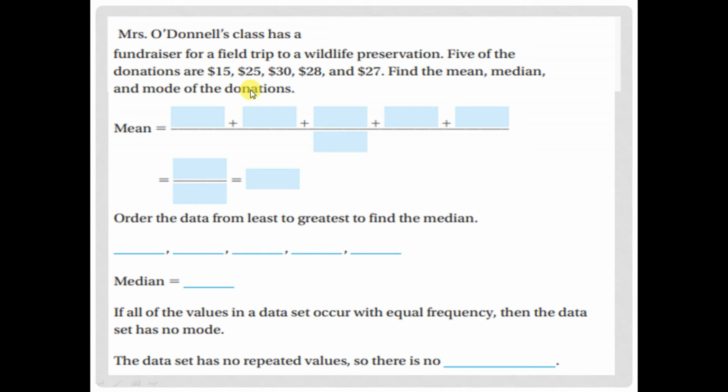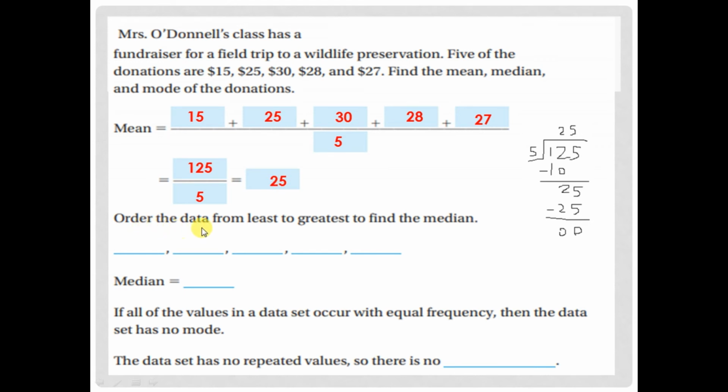So first, the mean. The mean is the total sum of the numbers divided by the number of data. So let's put all the numbers: 15, 25, 30, 28, 27 to find the sum. Then the total number of them is 5. We have 5 numbers. So if you add them together, 125 divided by 5 will give me, and that's my draft work here, 25. Check it with me later.